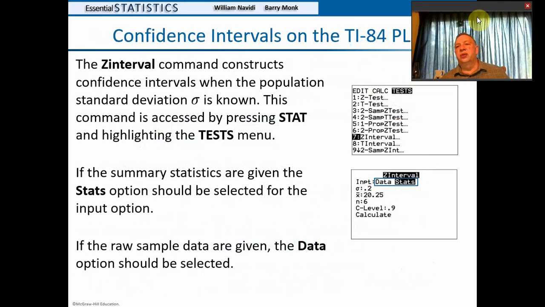Here we can also do this with the TI-84 Plus. We go into our stat, pressing stat, highlighting the test, going to Z interval. That's because we're developing an interval based upon the normal distribution z-scores. We select this, and then go through and basically say, here is the sigma, our sample mean, the n, the sample size, and then the confidence level, the 0.9 was the 90%, and then just do the calculate.